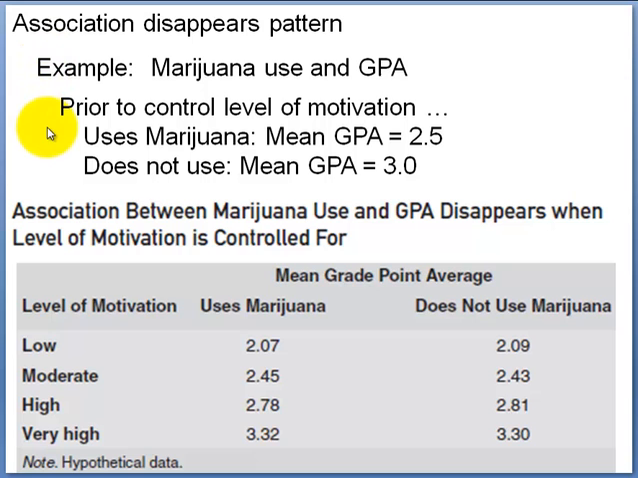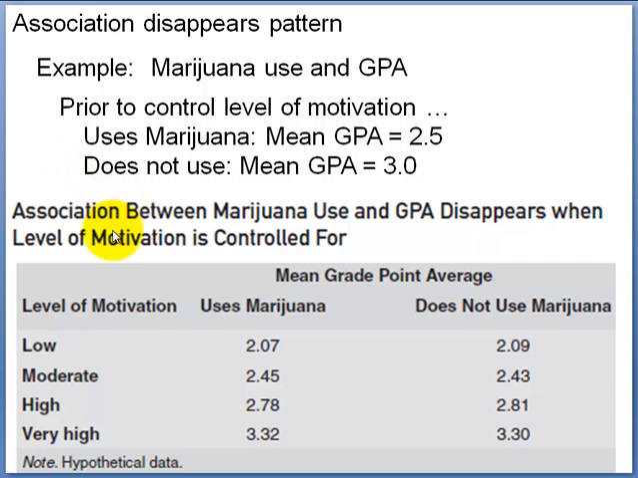We have a situation where, in a college environment, the mean GPA of those who use marijuana is 2.5. The mean GPA of those who do not use marijuana is 3.0. So, is marijuana causing lowered GPA? One thing that we might want to do is control for other variables that could potentially be associated with both GPA and marijuana use.